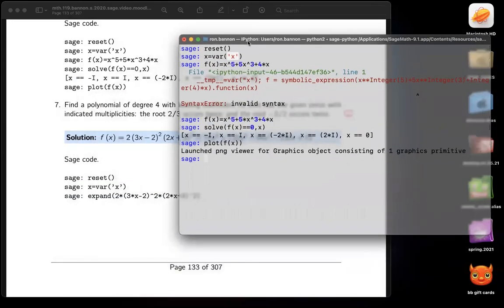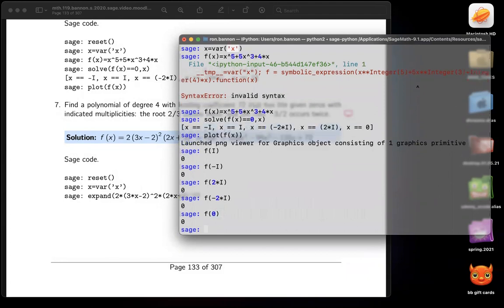What I'm going to do is f of i, that should be 0. f of minus i, that should be 0. f of 2 star i, that should be 0. f of minus 2 star i, that should be 0. And f of 0 should be 0. What are we doing? We're verifying that the roots are correct.